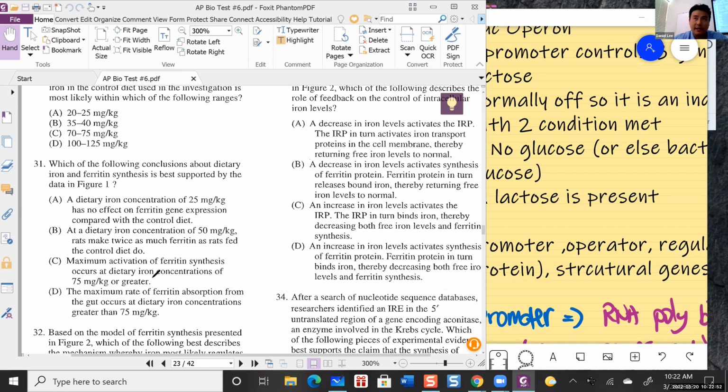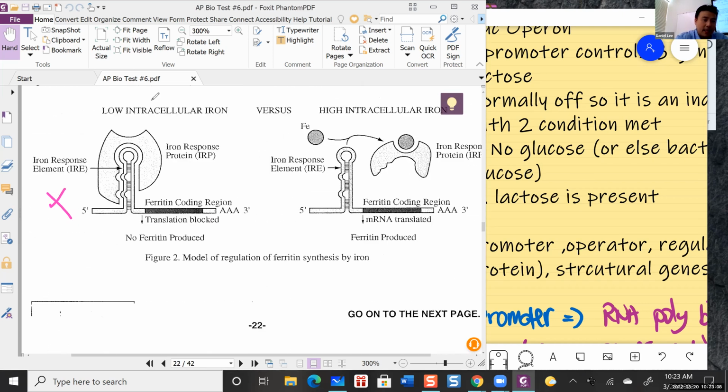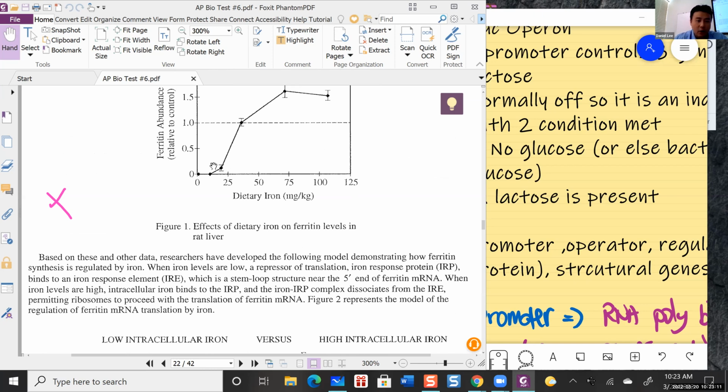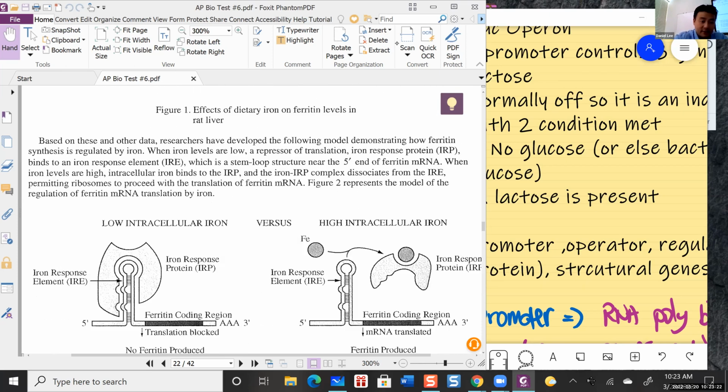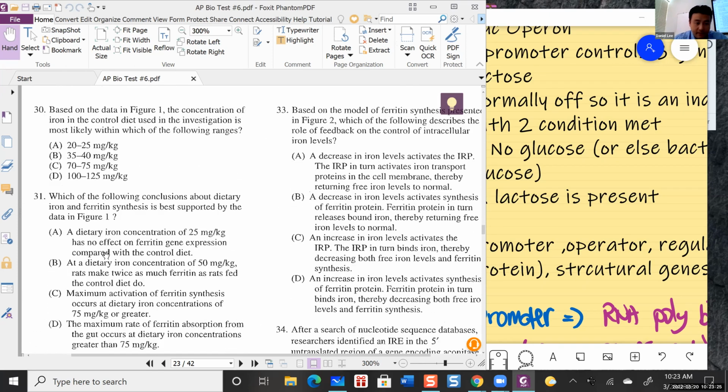So 31, you do have to read all this. So there's no way you can just skip, yeah? So A says that a dietary iron concentration of 25 has no effect on ferritin gene expression. This is wrong. If you're at 25, there is an effect compared to the control. When it's 25, you have very low ferritin compared to the control. So there is an effect, right? So it's going to inhibit ferritin synthesis. So there is an effect. So A is wrong.